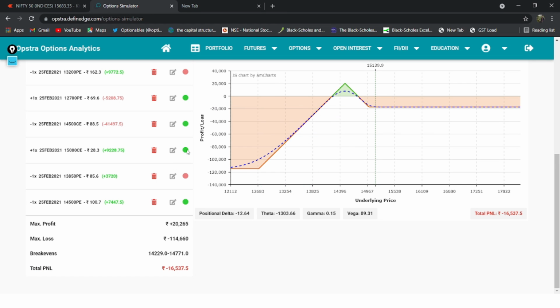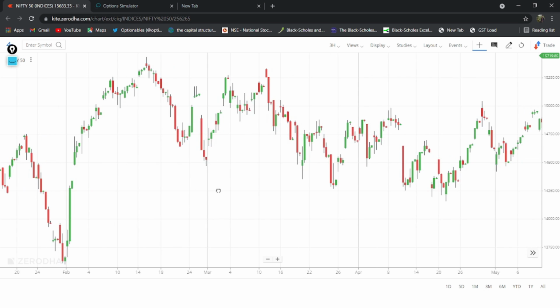I'm telling you, the entire point of adjusting is that you will be reducing this loss. Otherwise, if you had just let it be, it would have been somewhere around 28, 29K. Just because you adjusted, your loss is now just around 16,000. So now we will do it for the March month.